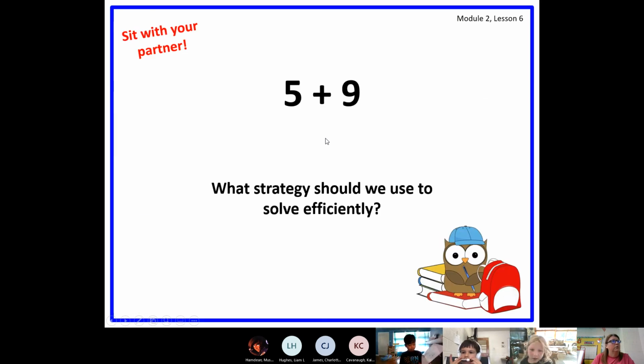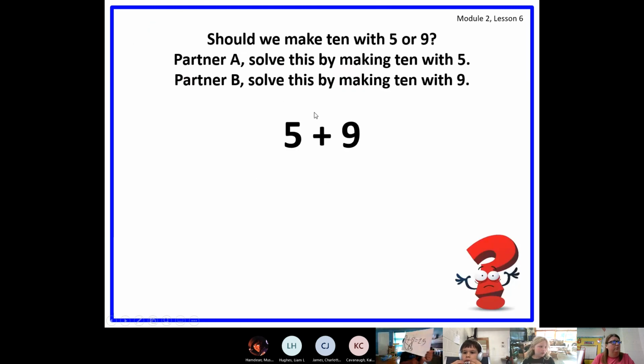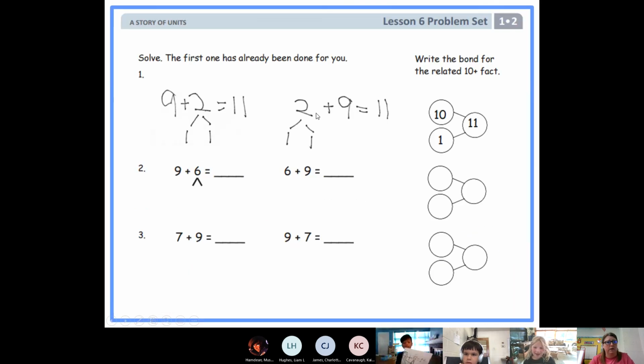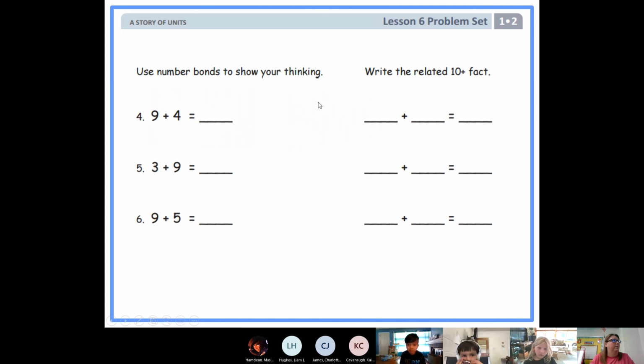All right. So we have been doing these and you know how to do them, 9 plus 5. So we're going to skip this part and go straight to the problem set. So today in your problem set, you're doing the same thing we have been doing by making bonds, and breaking apart the smallest number, figuring out how many it's going to take to make 10 with the bigger number, and then circling it and adding 10 plus the other part. So that's what you're going to do for your problem set today.